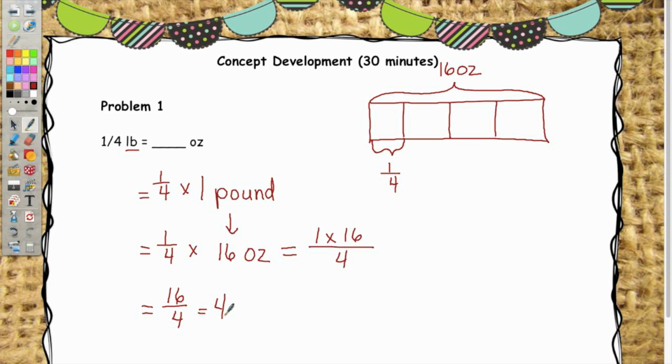Now, if I would have factored this out, watch what I would have done. I'm going to change the color of my pen. I would have said 4 divided by 4 equals 1. 16 divided by 4 equals 4. Are you watching? This is the number that goes in the box. A lot of times I write the whole thing so I can make sure my answer makes sense. So what's my answer to 1/4 of a pound? How many ounces? 4 ounces. Okay.